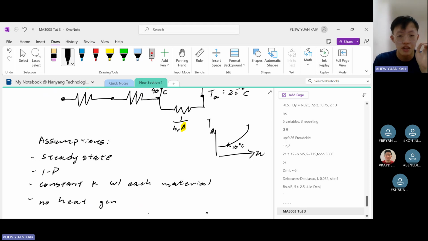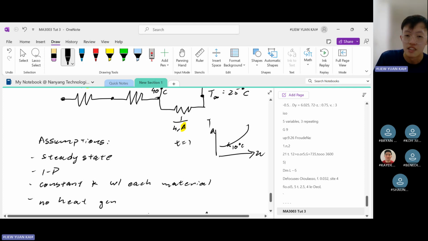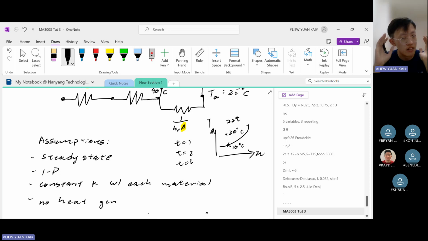It's not changing with time. So if it changes with time, at time equals 1 second it is 10 degrees Celsius. What about at time equals 2? Then maybe it will become 20 degrees Celsius. Then at time equals 3, maybe it becomes 22 degrees Celsius. My point is that if it's transient, this temperature profile will actually change over time. But if it's steady state, it will just be fixed at what you see right now. It will be forever 10 degrees Celsius at that point. It will just be stuck there.